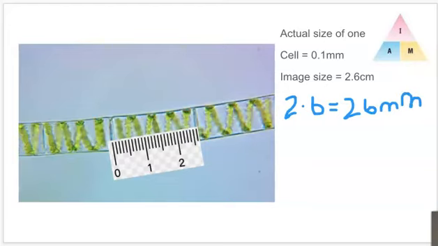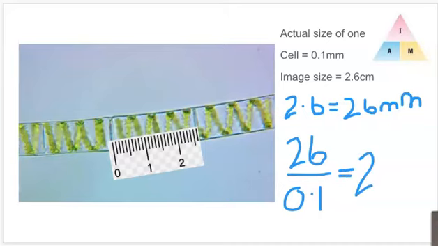And now we're going to take the image size, so the drawing size of 26, and we're going to divide it by the actual size, so the life size of the cell, which you're told in the question is 0.1. Both in the same units, they're both millimeters, so when you take 26 and divide it by 0.1, you get a magnification of 260. So you write 260 and you put an X for times, 260 times bigger.